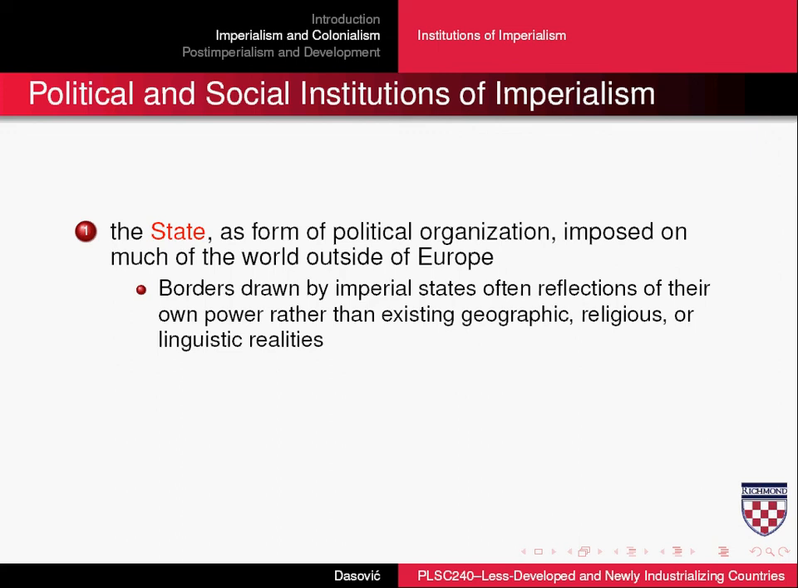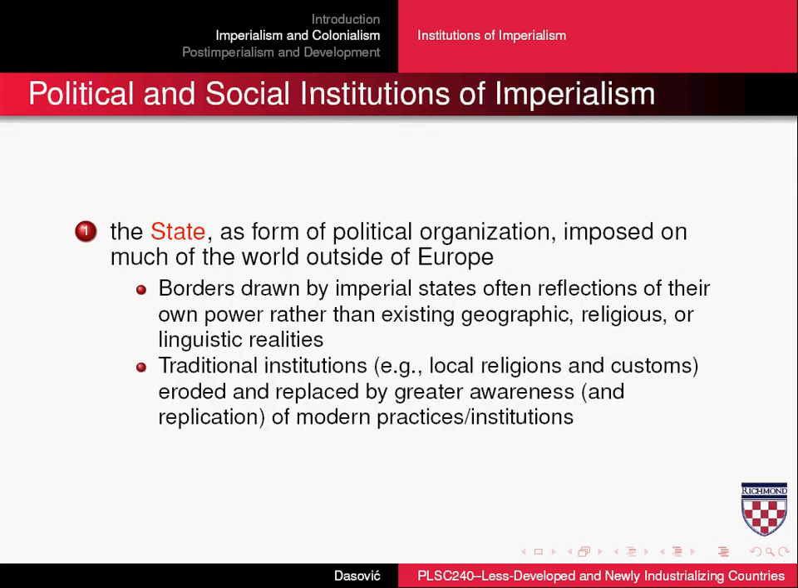Now, the Kurds have never achieved statehood, but this is an example of the drawing of boundaries that didn't make any sort of sense socially from the perspective of those living there. It made sense rather from the extant political realities of the time. And what happened is that the state essentially replaced and eroded traditional institutions. Okay. So local religions, maybe local customs. Okay. The society.